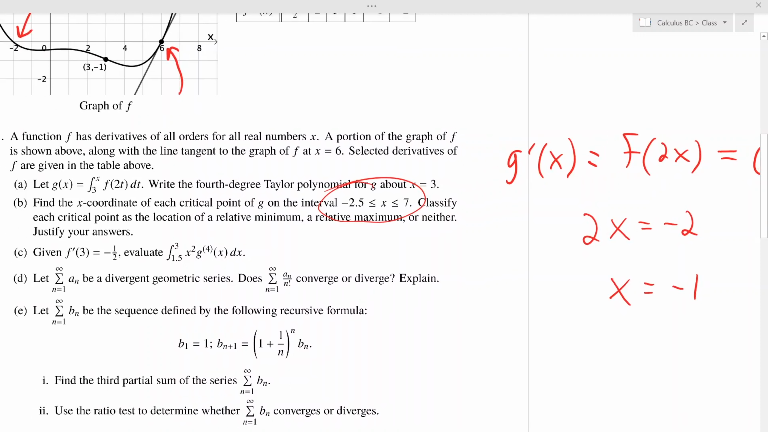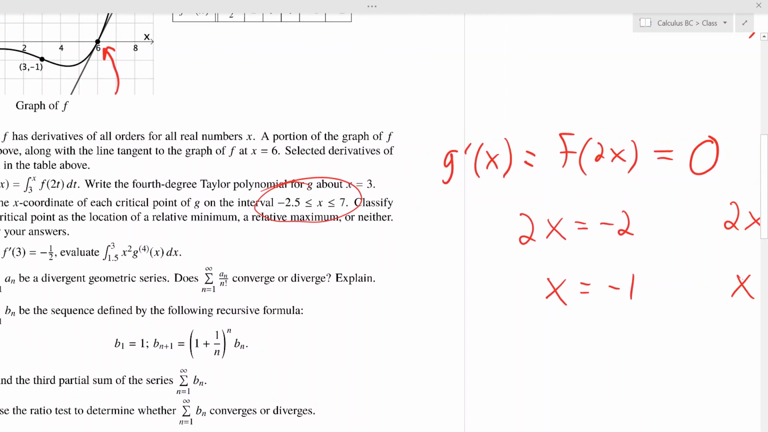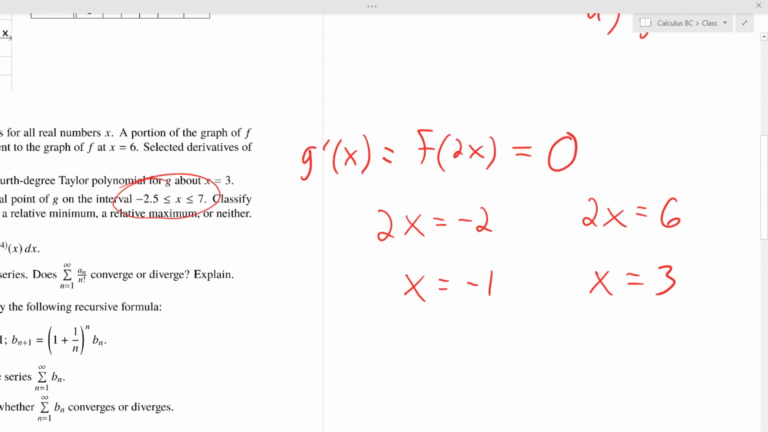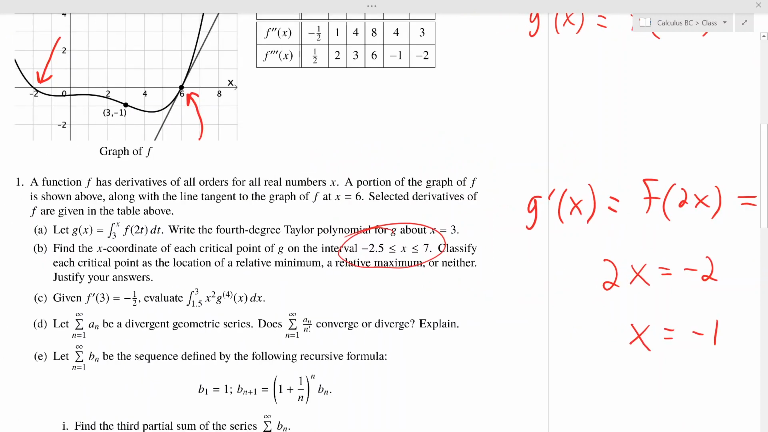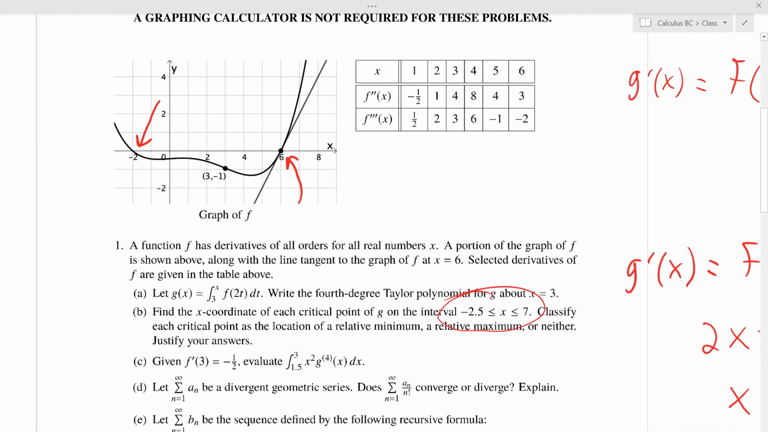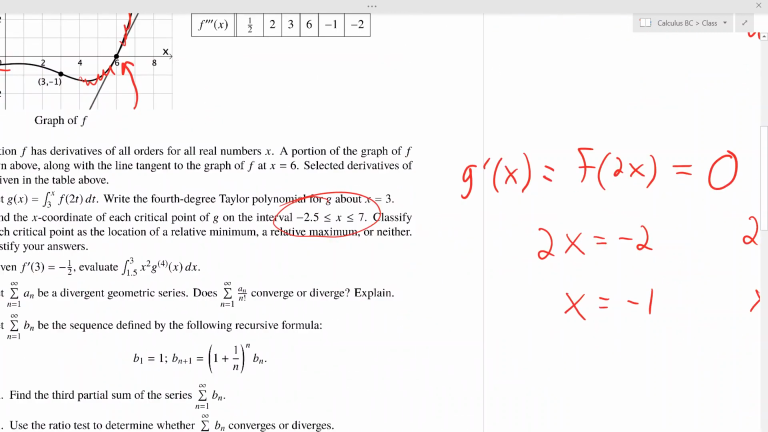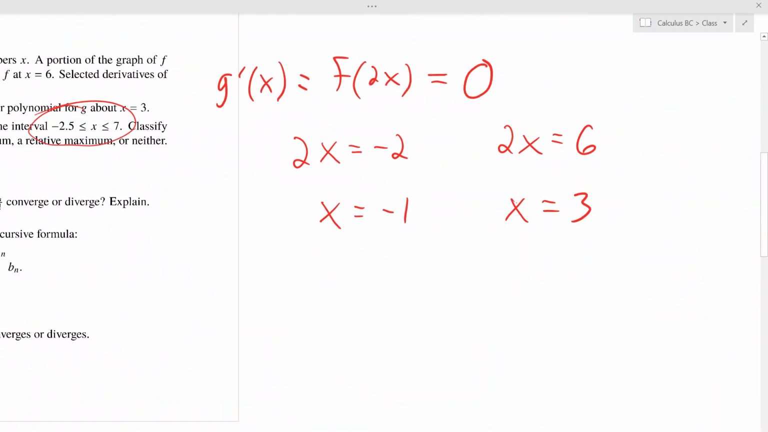And they want us to classify as local min, or relative min, relative max, or neither. And that's all based on how the derivative is changing sign. And you can see when f goes through -2, it changes from positive to negative. So positive to negative there. So that's going to be a maximum on G. And when f passes through 6, that goes from negative to positive. So that's going to be a minimum. So a maximum at -1 and a minimum at 3. I don't know if I said that backwards or not. So we're going to write that. X equals -1.